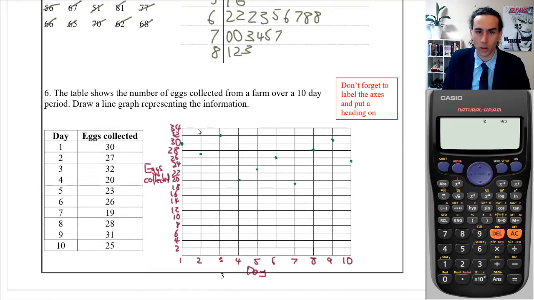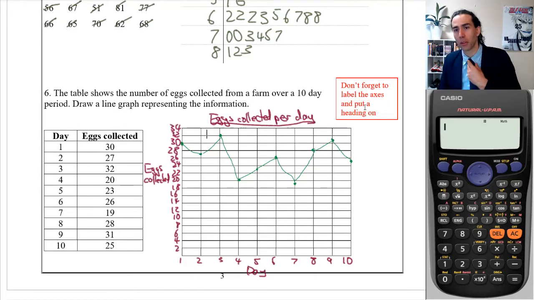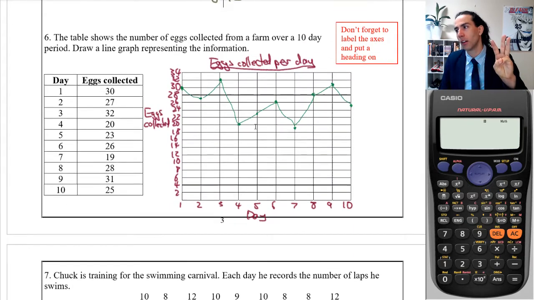Join them up with a ruler. Bang, bang. We are going to need a title as well. See, it looks so bad without a ruler. And here we go. And the title is Eggs Collected Per Day. We don't need to say from a farm over a 10-day period. Just that's all you need. Oh, they even got a reminder here. Don't forget to label the axes and put a heading on. Done. Scrolling down in 3, 2, 1.